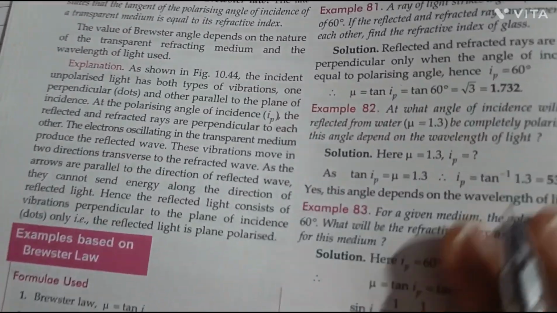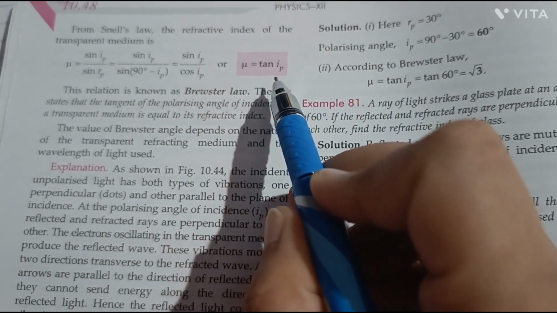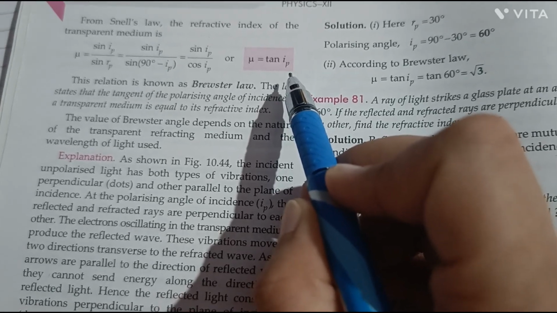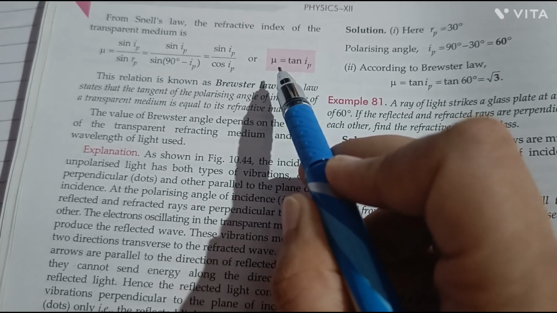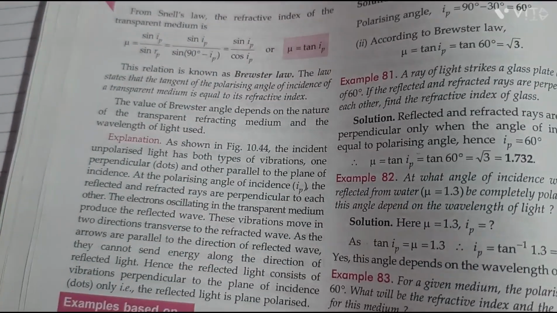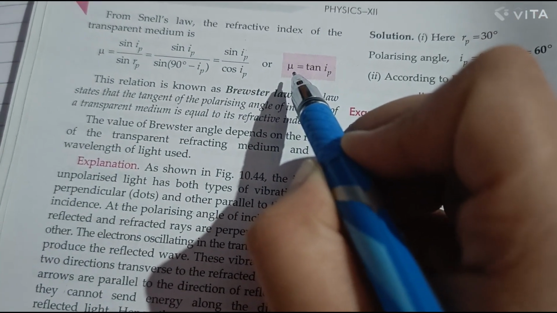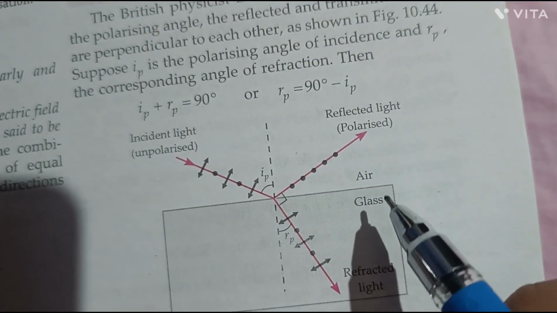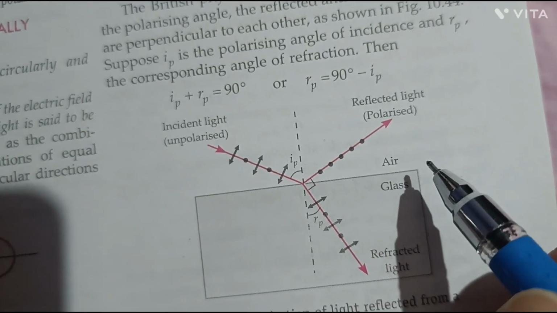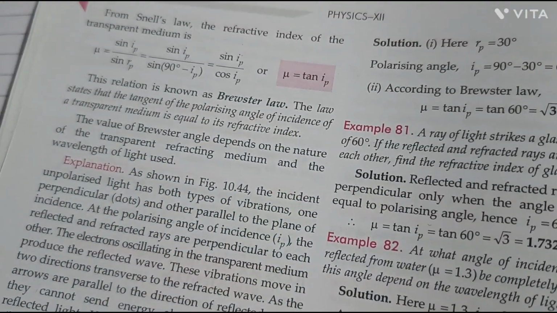And if I come to the formula, you can see the formula is mu equals tan IP. IP is the Brewster's angle, the incident angle, and mu is the refractive index of the second medium with respect to the first. I can also write it as mu2 upon mu1. The reason I have not written it that way is that the first medium is air. The first medium is air and the second medium is glass, and we know that the refractive index of air is taken to be 1. That's why we have just written mu instead of mu2 upon mu1. Now let's move to the numerical.